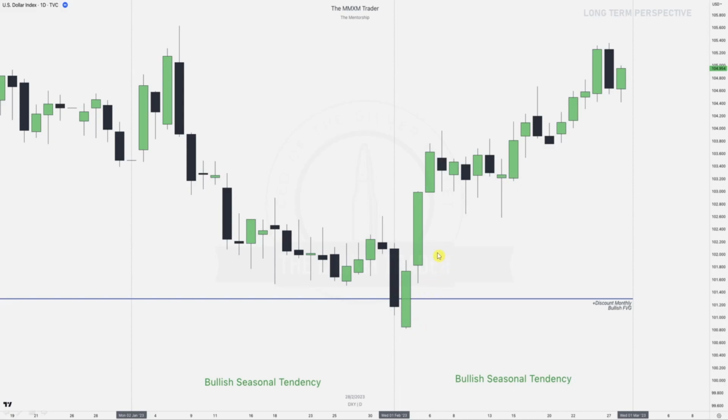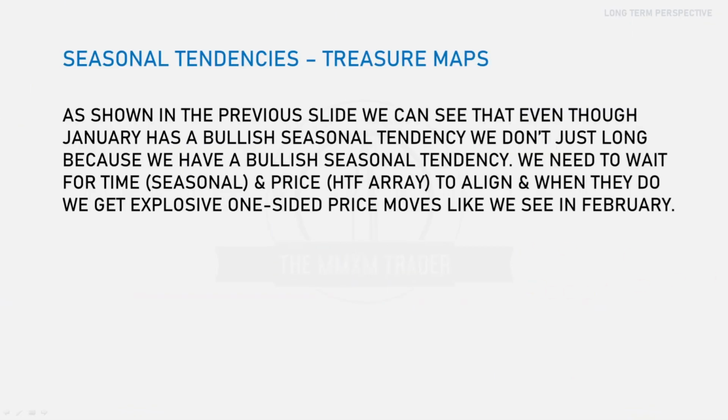can see just in a couple of days we move way more than we did in half of this January price action. Over here, these three candles keep pushing up. And then this whole area, which took a lot of days, almost 2 weeks, in a few days we make the same move. So as shown in the previous slide, even though January has a bullish seasonal tendency, we don't just long because we have a bullish seasonal tendency. We need to wait for time to hit price, and price is that higher time frame PD array, and it needs to align before we get that explosive one-sided price action move to the upside, and that is what we see in February.